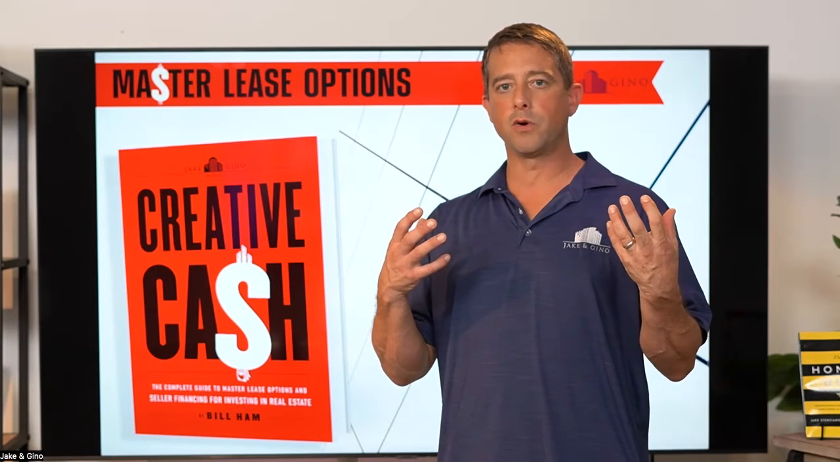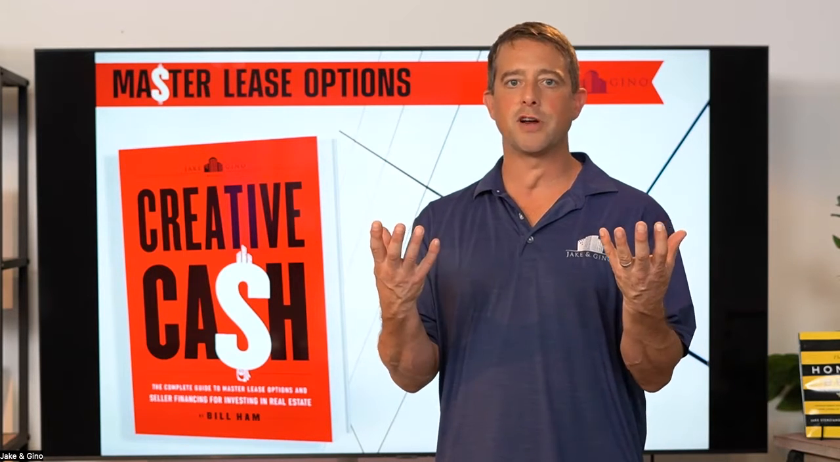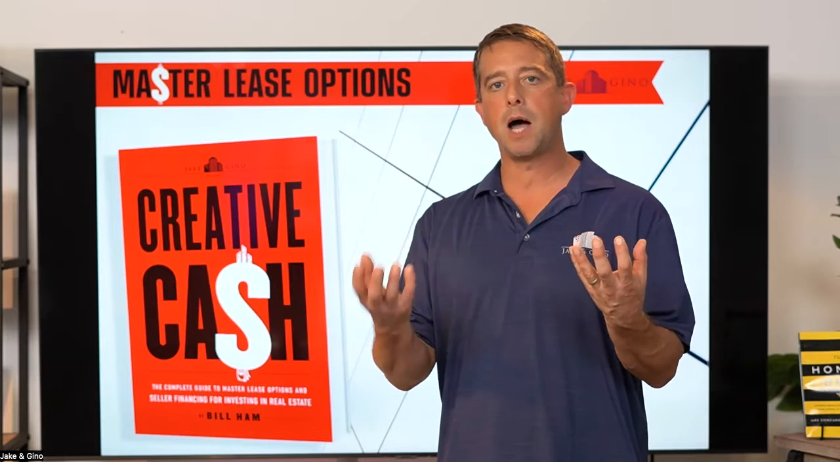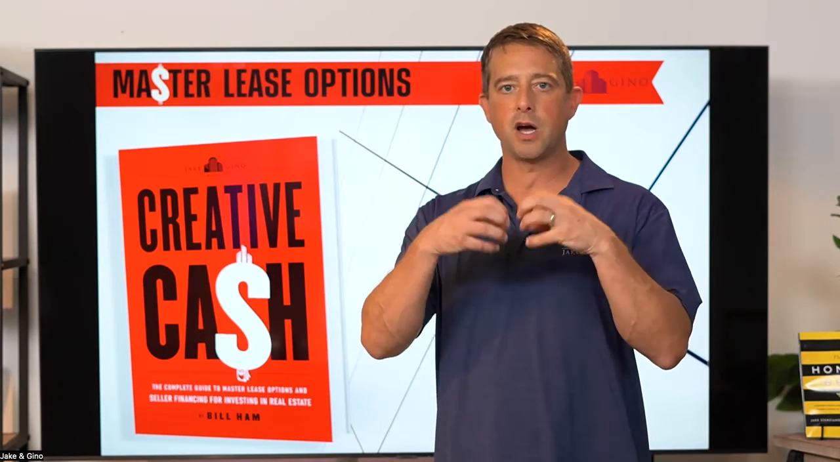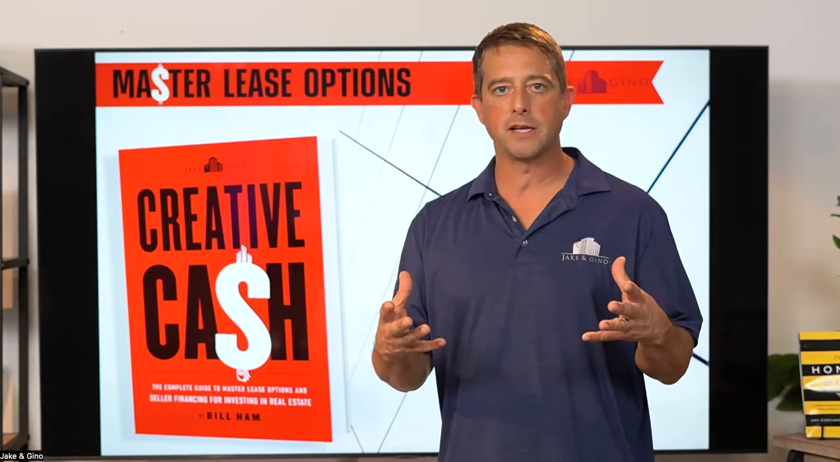So we're going to start off, we're going to go in and we're going to have two contracts, the master lease and the option to purchase. We have two separate contracts. These two contracts come together to create the master lease option.